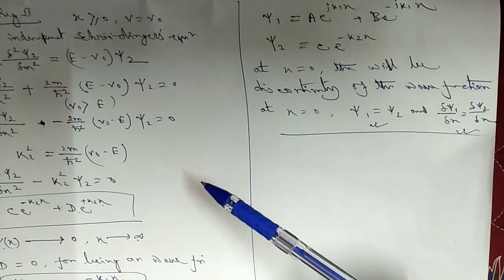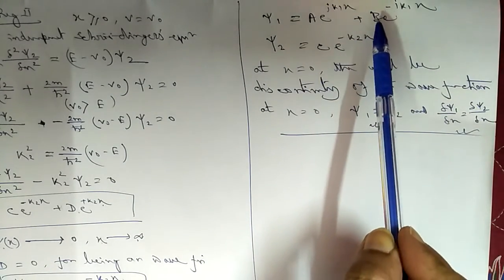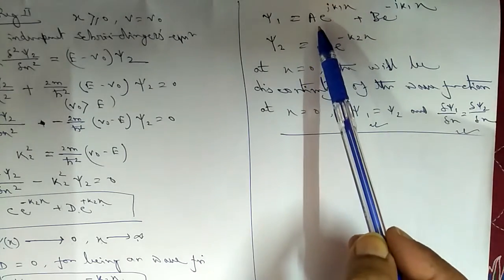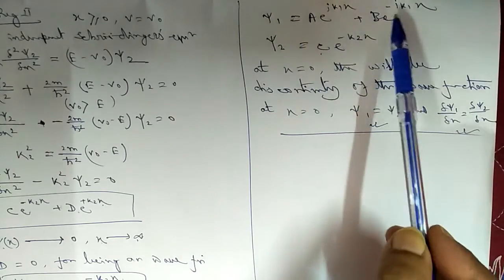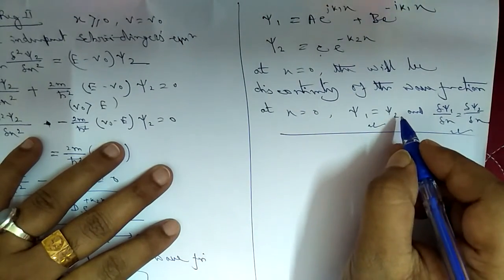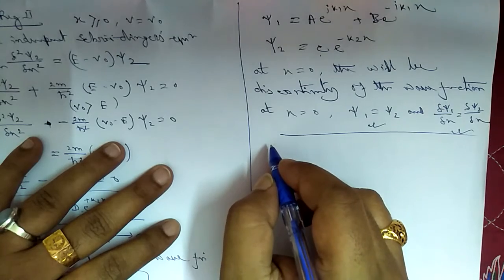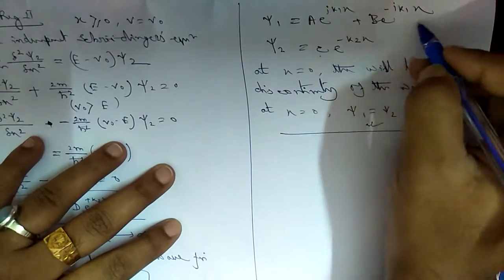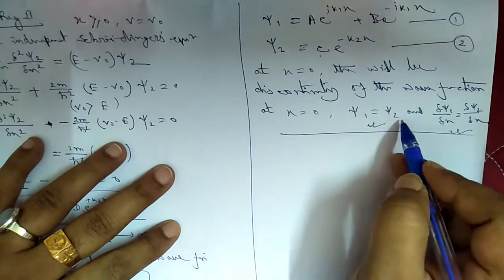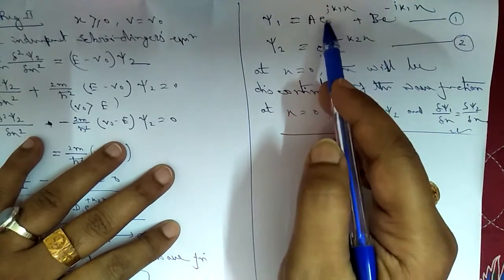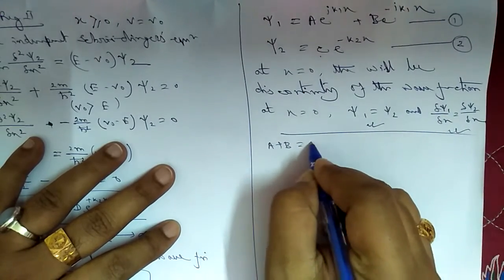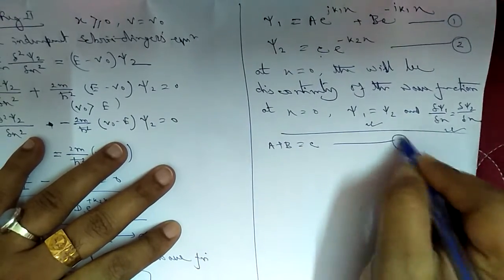Like the previous one, what will we try? We will try to convert the values of b and c in terms of a, so that all the values of the constants look like a. So try it. First put psi 1 equals to psi 2. Consider this is equation 1 and this is equation 2, and you are putting psi 1 equals to psi 2 at x equals to 0. So put x equals to 0, you are getting a plus b equals to c. Name it equation number 3.